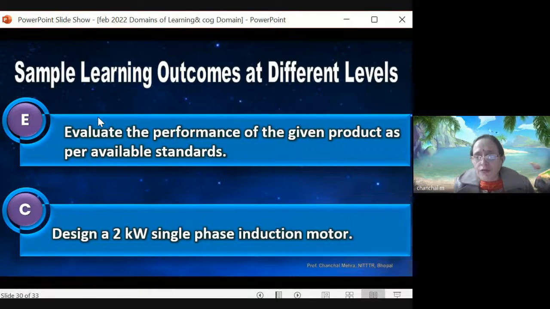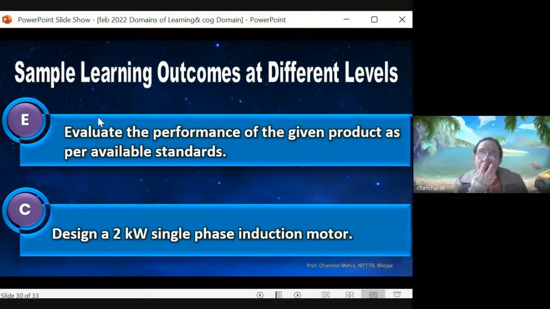Are you not able to see my PPT? It is visible, ma'am. There might be some problem at your end, Sudha madam. So you can refresh your link and you might be able to see.